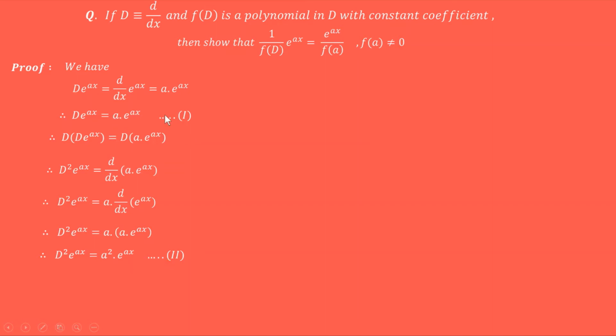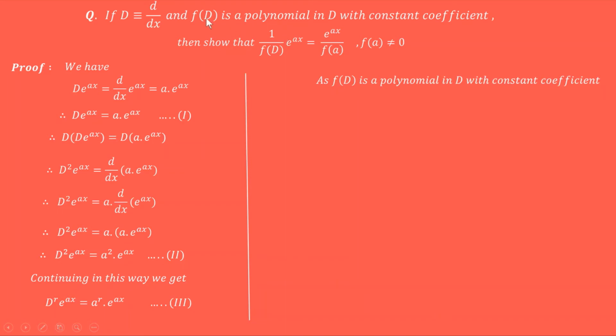Now observe equation number 1 and equation number 2. D raised to 1 e raised to ax is equal to a raised to 1 e raised to ax. D raised to 2 e raised to ax is equal to a square e raised to ax. So continue like this. In this way, we get D raised to r e raised to ax is equal to a raised to r e raised to ax. Denote this as equation number 3.